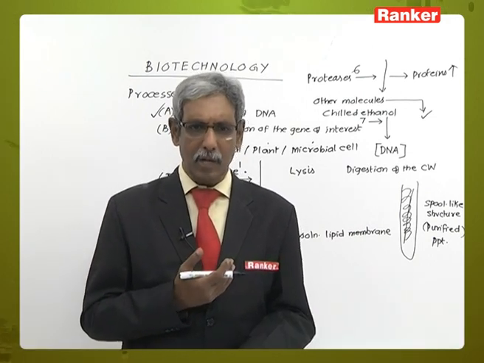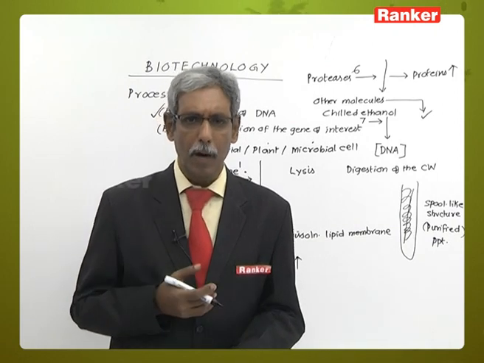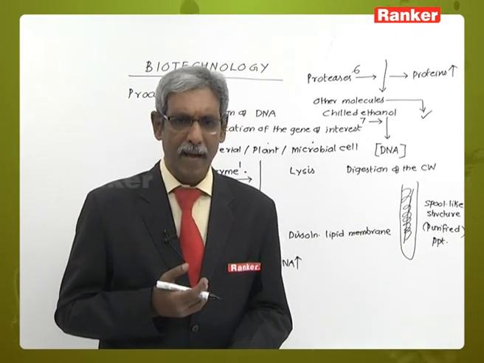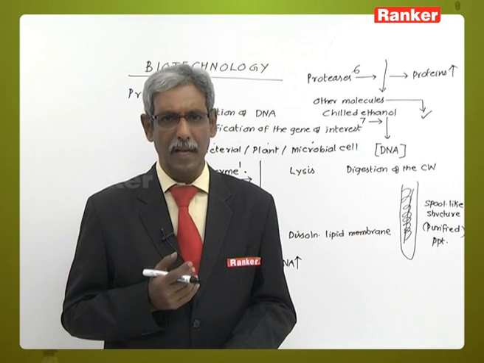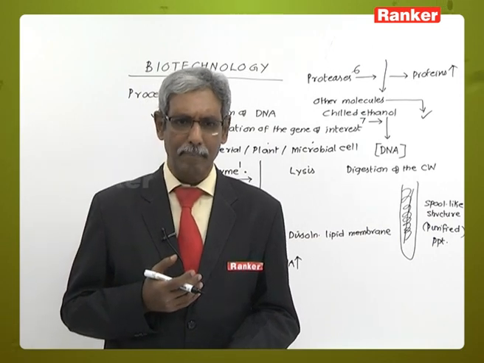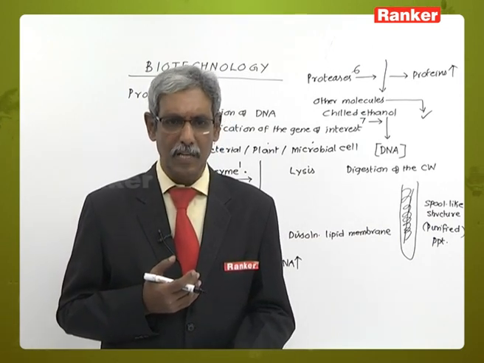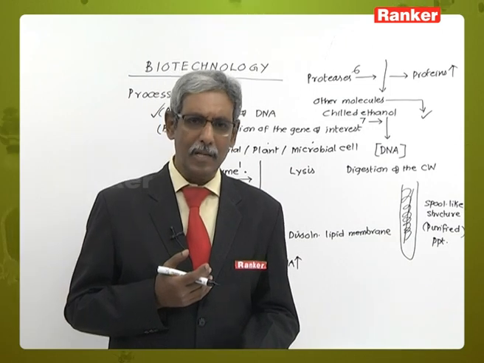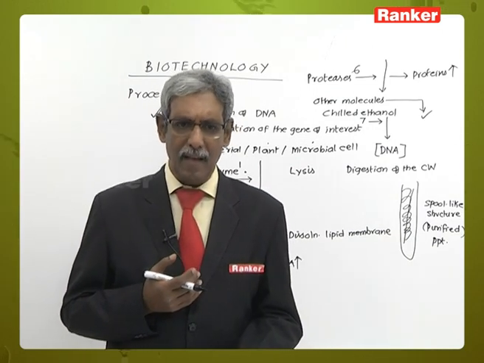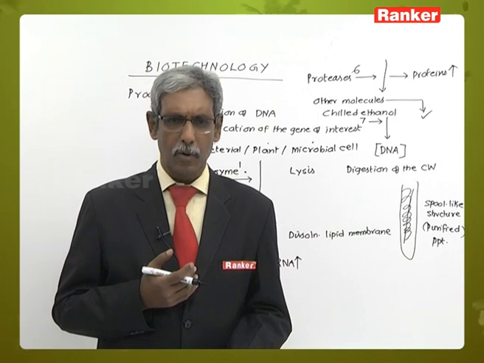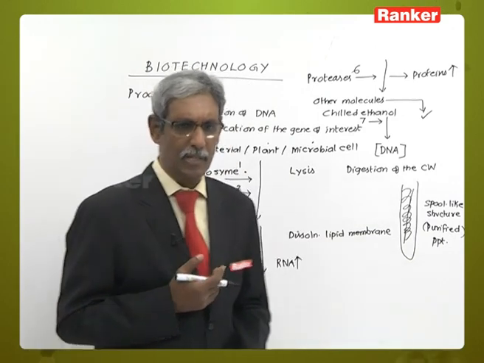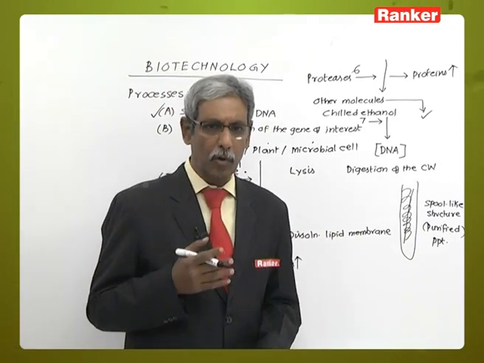Once we cut the DNA, we have small pieces of genes on either side, and the small pieces which are present need to be separated. For separating the genes, we require primarily a technique which is termed gel electrophoresis. So, gel electrophoresis, which is the next technique, consists of the following features.